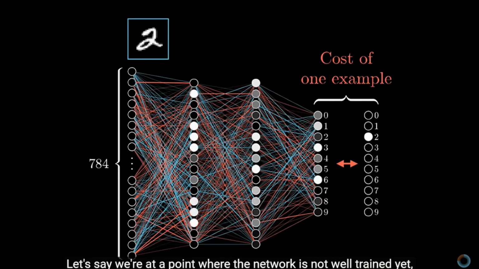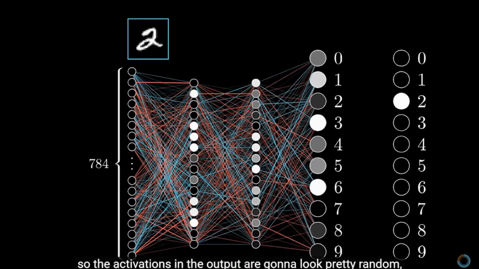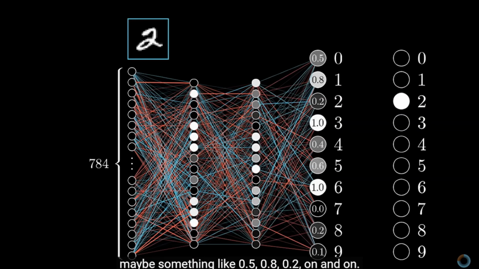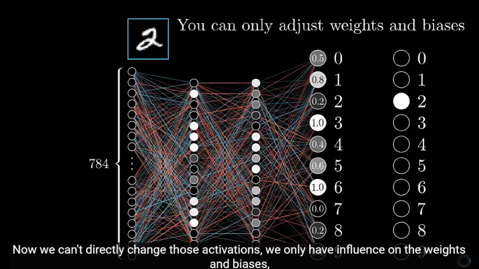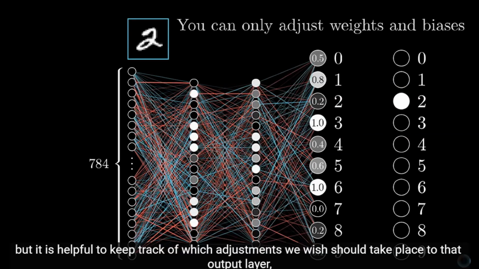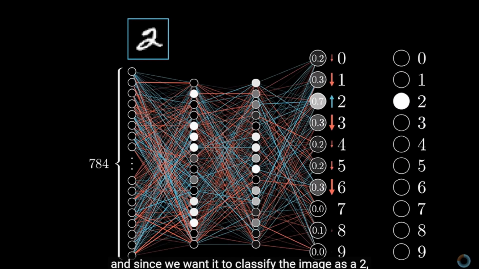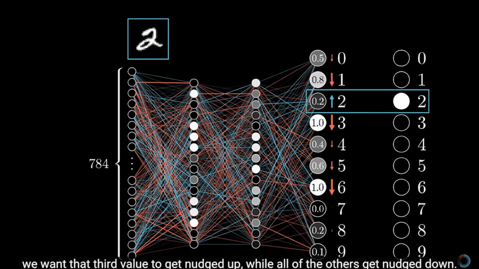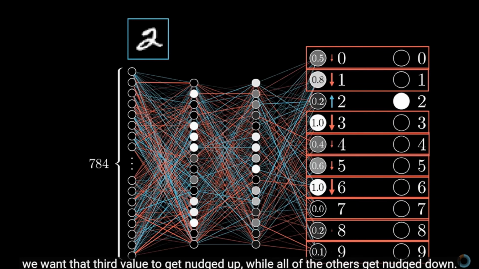Let's say we're at a point where the network is not well trained yet, so the activations in the output are going to look pretty random, maybe something like 0.5, 0.8, 0.2, on and on. Now we can't directly change those activations, we only have influence on the weights and biases, but it is helpful to keep track of which adjustments we wish should take place to that output layer. And since we want it to classify the image as a 2, we want that third value to get nudged up, while all of the others get nudged down.